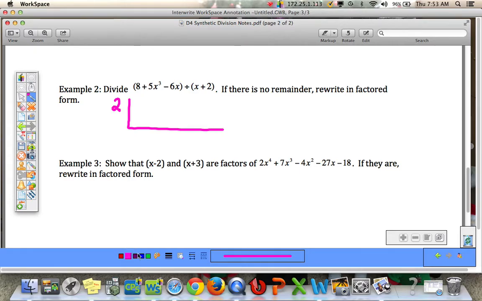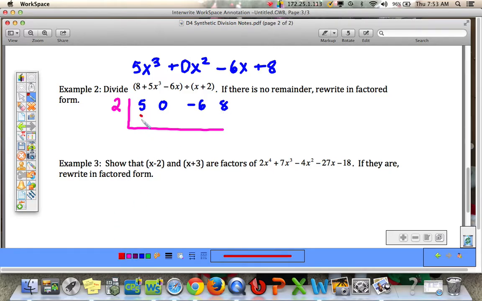This is not in standard form. Let's put it in standard form. 5x cubed. There's no x squared, so plus 0x squared minus 6x plus 8. Now it's in standard form. Write the coefficients. 5, 0, negative 6, and 8.